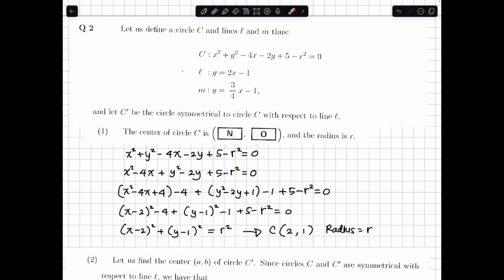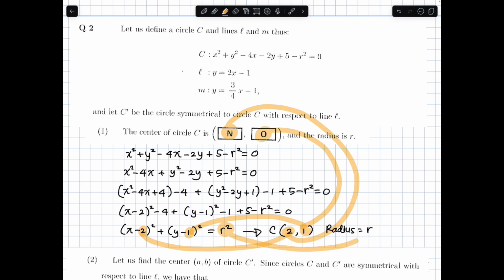So we got the center, 2 and 1. I put it here, this is 2 and this is 1. So for the first part, we can write m equals 2 and o equals 1, with this ratio. So we are done with the first part. Now we can move to the second part.